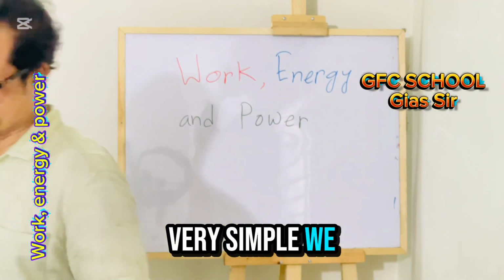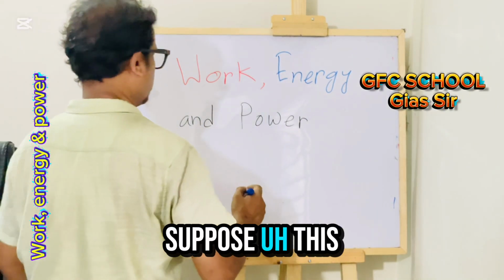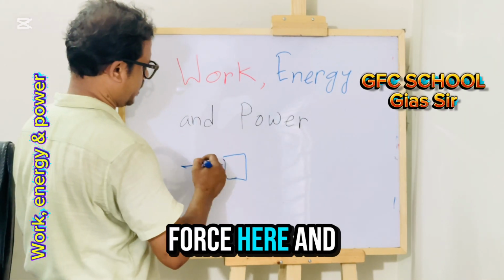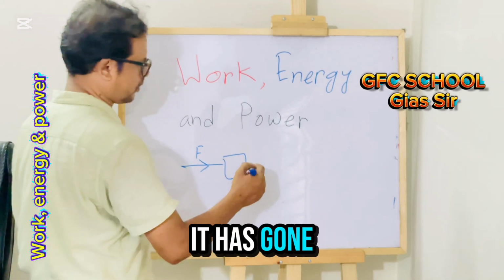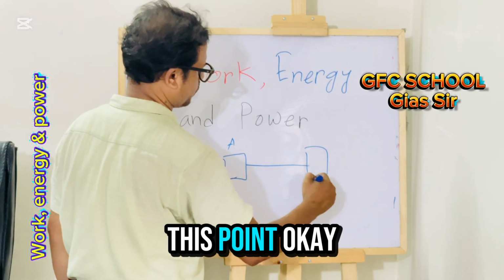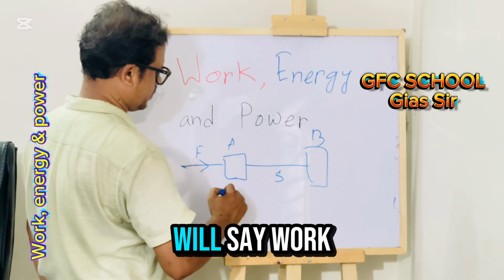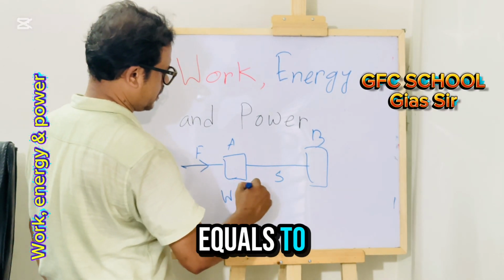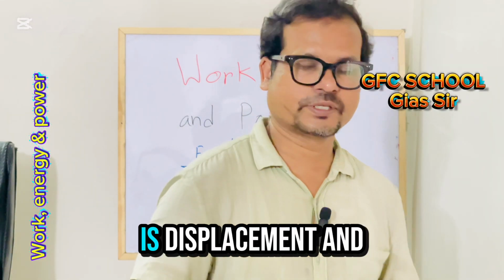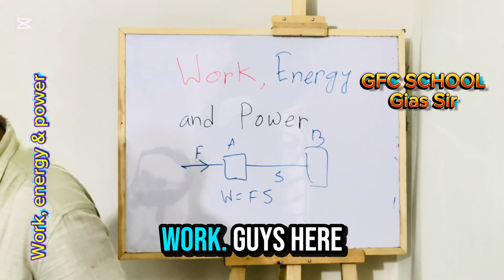Guys, very simply we can describe and show this. Suppose this is a body. Okay, if we apply force here and it has gone from this point to this point, B, that means this is displacement, and then we will say work equals F multiplied by S. Guys, here F is force, S is displacement, and W means work.